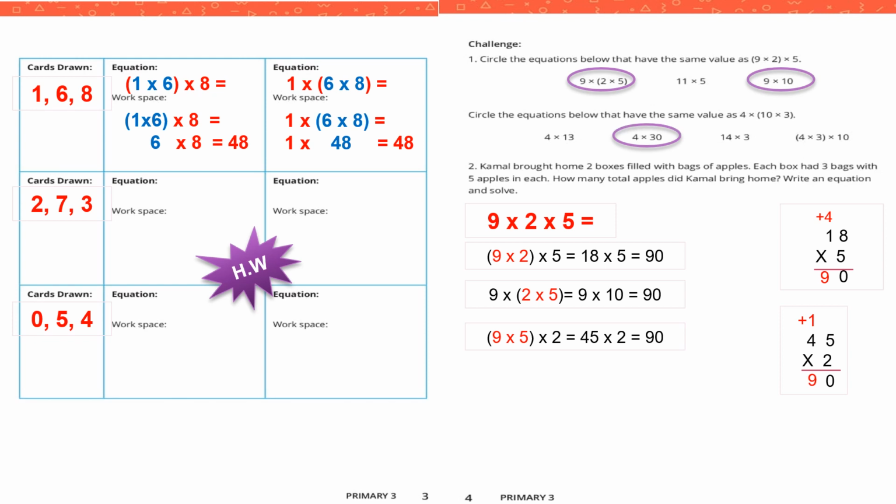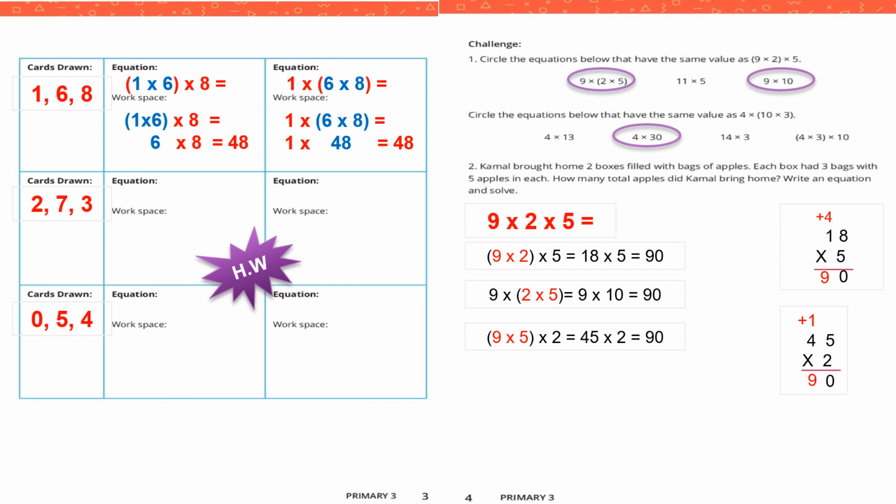Here I have the next one, 14 times 3. Do we have 14 here? I have 3 here, but I don't have 14. He added 10 plus 4. I don't have plus, so it's wrong.